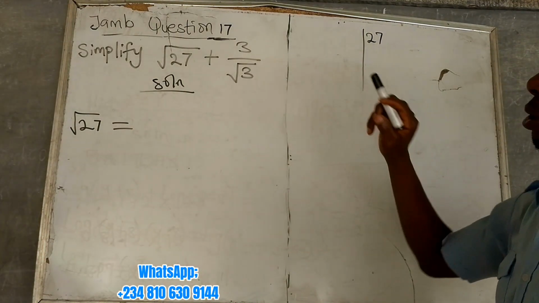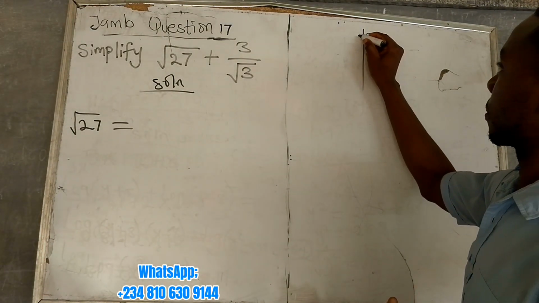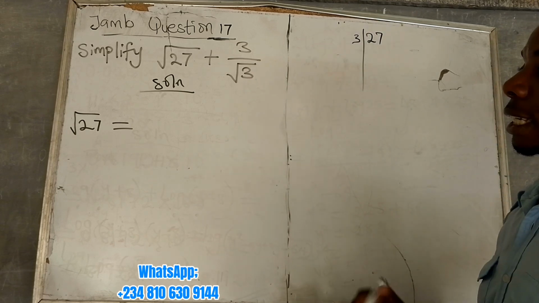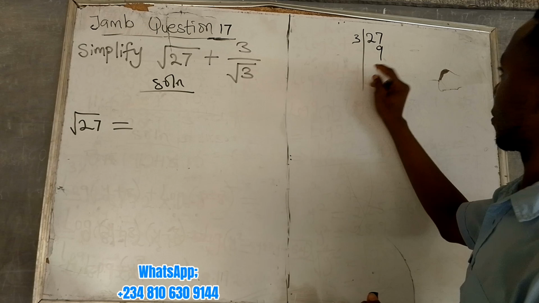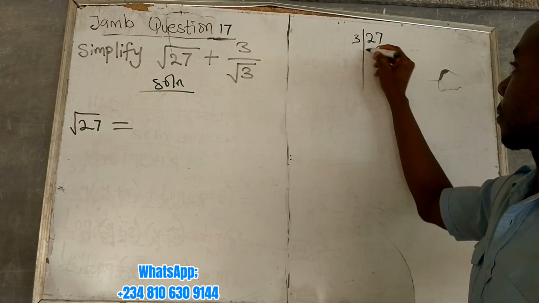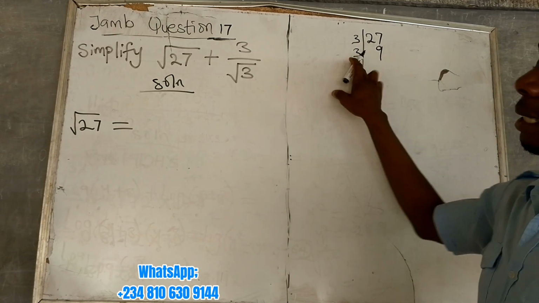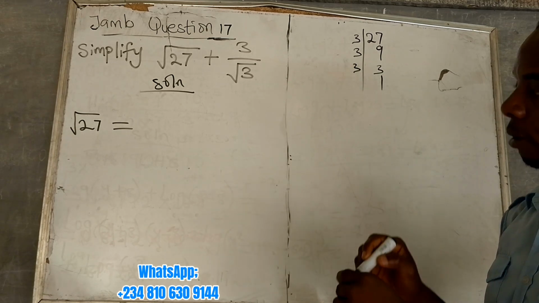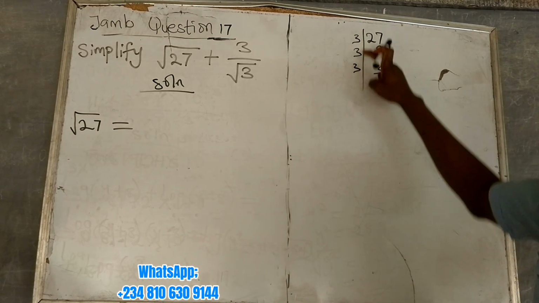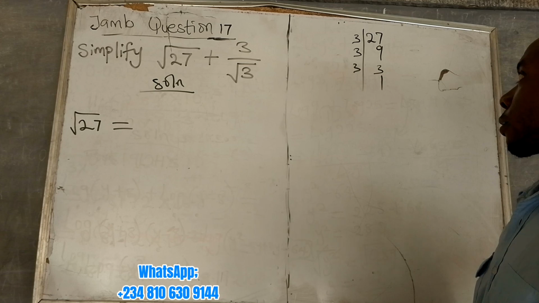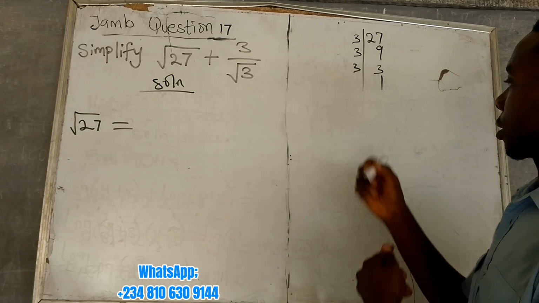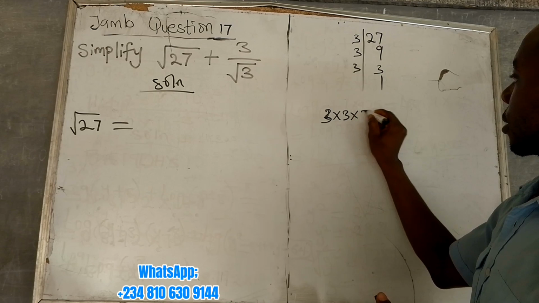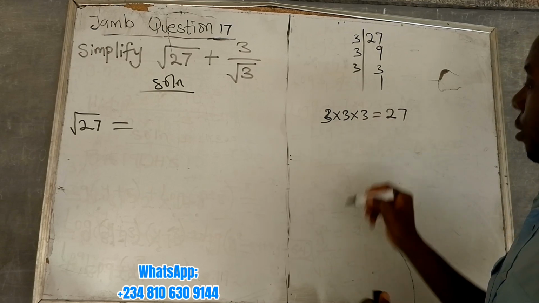What can divide the 27? You can try 3. 27 divided by 3 is what? It is 9. You can divide 9 again. 9 divided by 3 is 3. 3 divided by 3 is 1. Right? Now, these are the prime factors of 27, which means 3 times 3 times 3 is equal to 27.